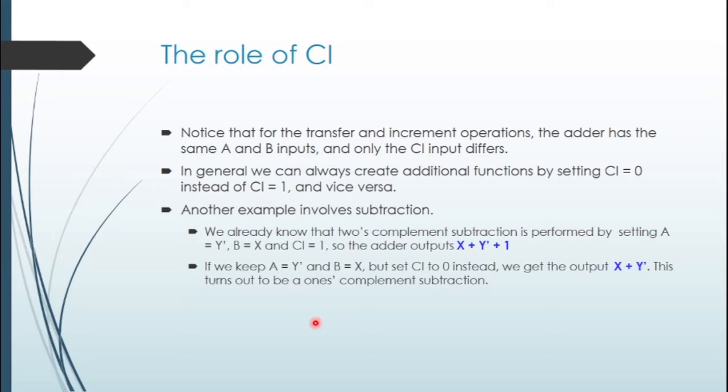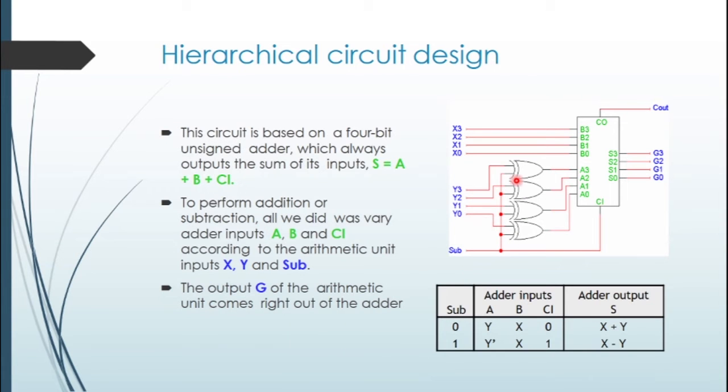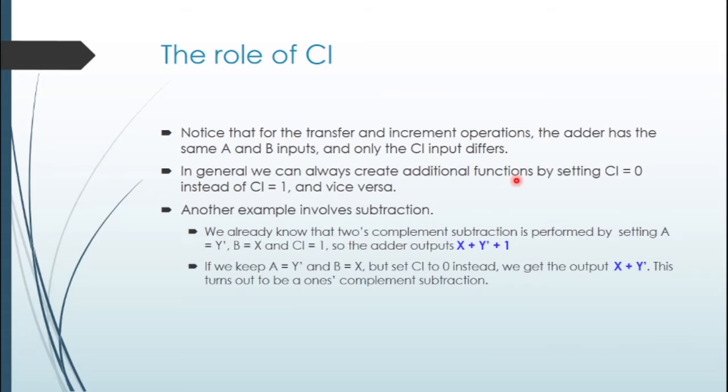So another example involves subtraction. We already know that the 2's complement subtraction is performed by setting A equal to y complement, B equal to x, and Ci equal to 1. So the adder outputs x plus y complement plus 1, the same thing I just told you about. Now if we keep A equal to y complement and B equal to x, but Ci to 0 instead of 1, the 2's complement subtraction is x minus y, because y complement plus 1 is negative y according to 2's complement.